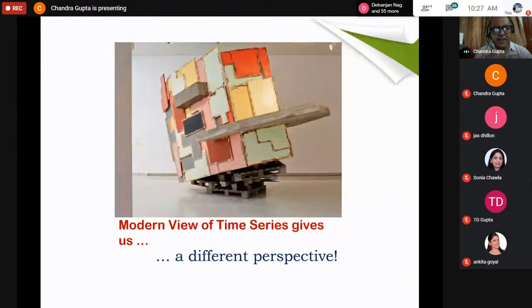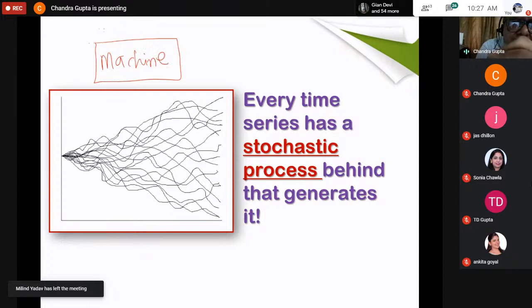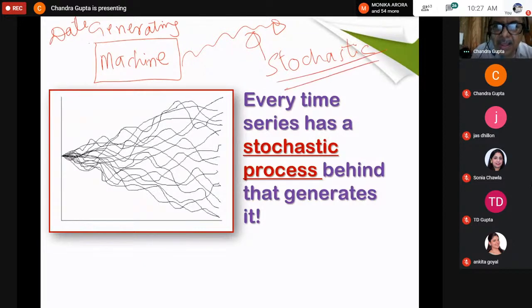The modern view gives a totally different perspective about time series. Every time series is thought of as the outcome of a stochastic process behind its generation. So you believe that there is a machine, a data generating machine, and this machine is generating series which are purely random, or stochastic. And because of this, we get what is called a time series.